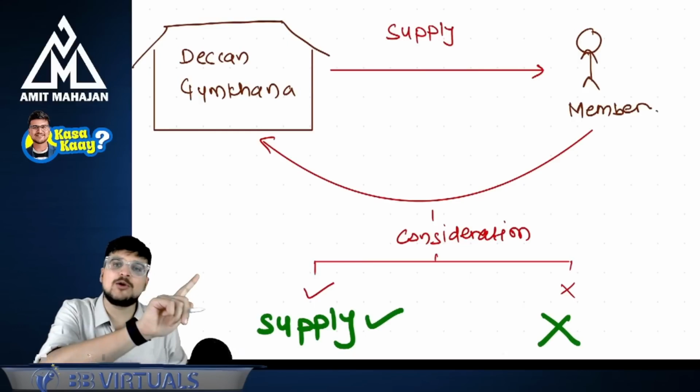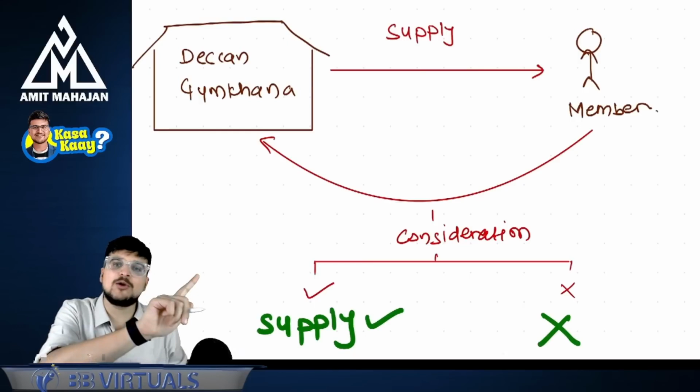Okay, this is fine. But the second point is any transaction done between two distinct persons will also be considered as deemed supply. Now we need to understand what is the meaning of this distinct person. This is written in section number 25.